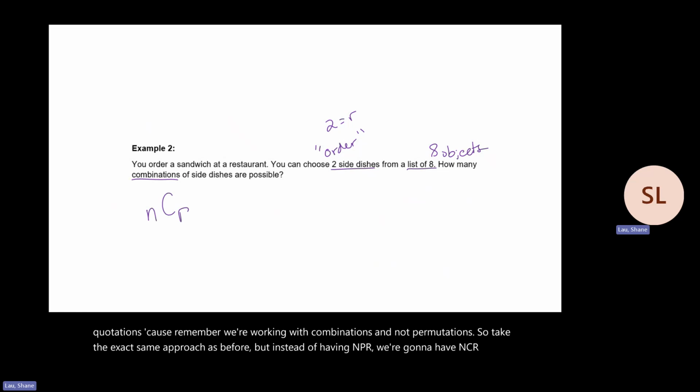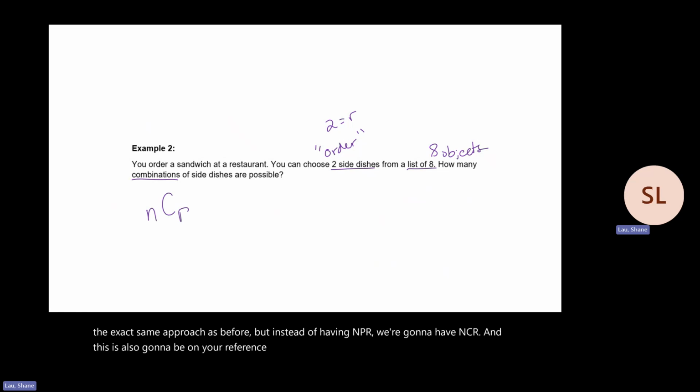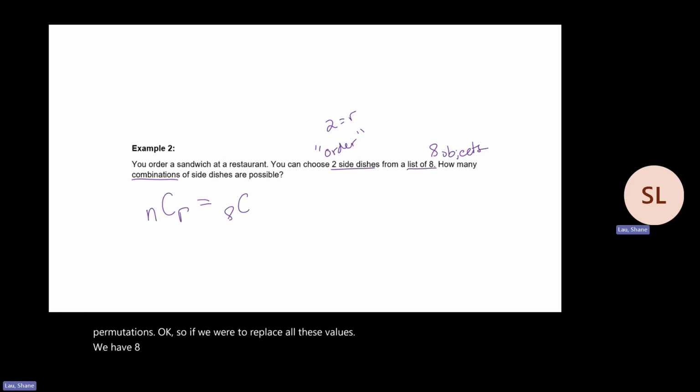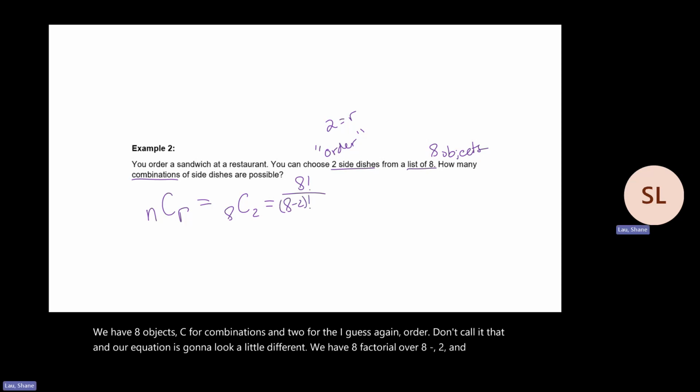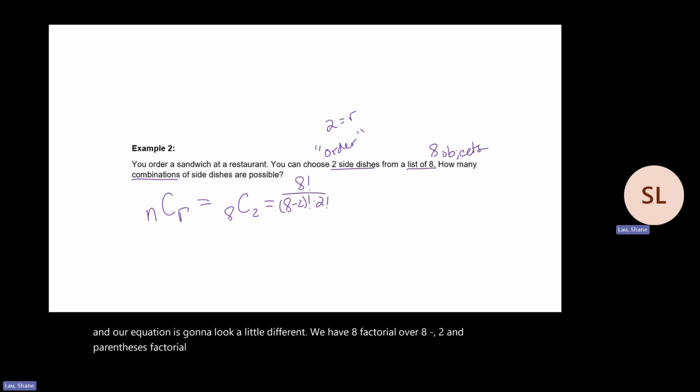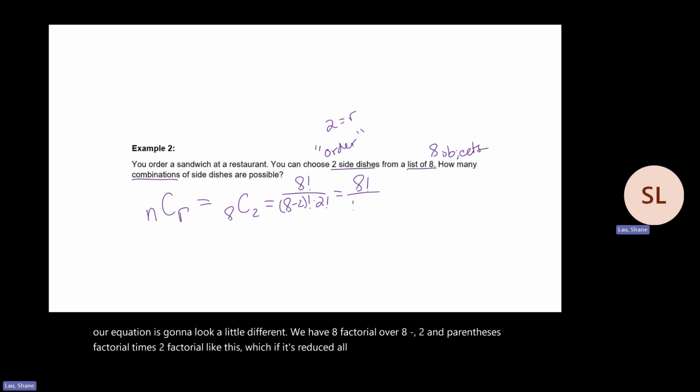This is also going to be on your reference sheets, and it's slightly different from your permutations. So if we were to replace all these values, we have 8 objects, C for combinations, and 2 for the, I guess, order, if you want to call it that. Our equation is going to look a little different. We have 8 factorial over (8 minus 2) factorial times 2 factorial, which if it's reduced all the way down, is going to look like 6 factorial times 2 factorial.